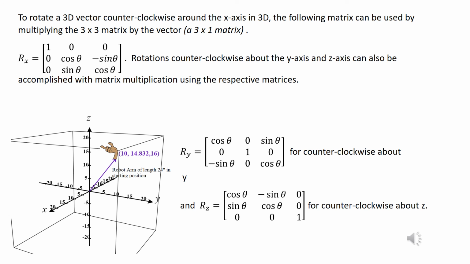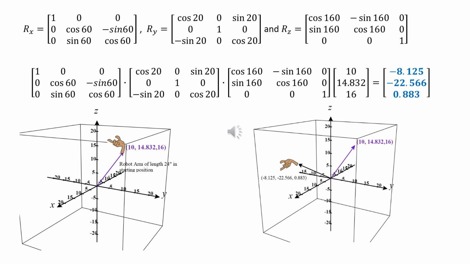Again, assume counterclockwise rotation. So for a 60 degrees counterclockwise rotation around the x direction, a 20 degrees counterclockwise rotation around the y-axis, and a 160 degrees counterclockwise rotation around the z-axis, we have the matrices presented at the top of this slide. You can individually take each of those matrices and multiply by the original position. So first rotate around the z-axis, then rotate around the y, then rotate around the x.